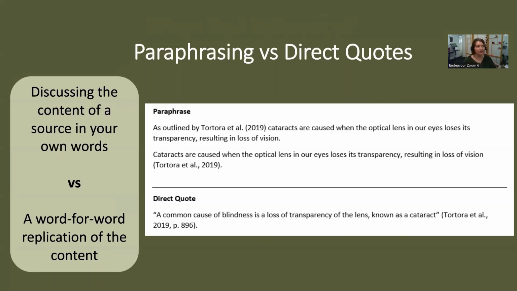So paraphrasing is essentially discussing the content in your own words. It's reading some text, understanding it, and then discussing it in a way that is your own language. We still, like I said, need to cite where that information came from, because the ideas and the information didn't just appear in your head, it came from somewhere. So referencing is essentially making it clear where that information came from.